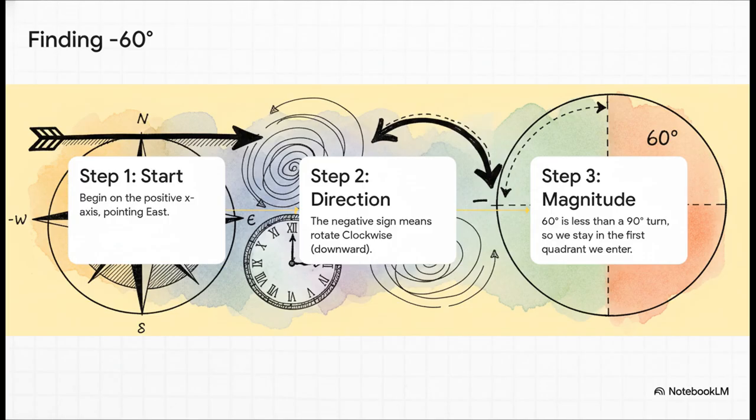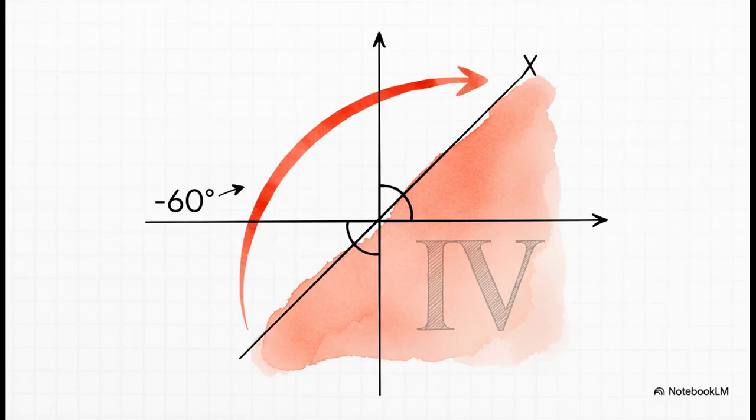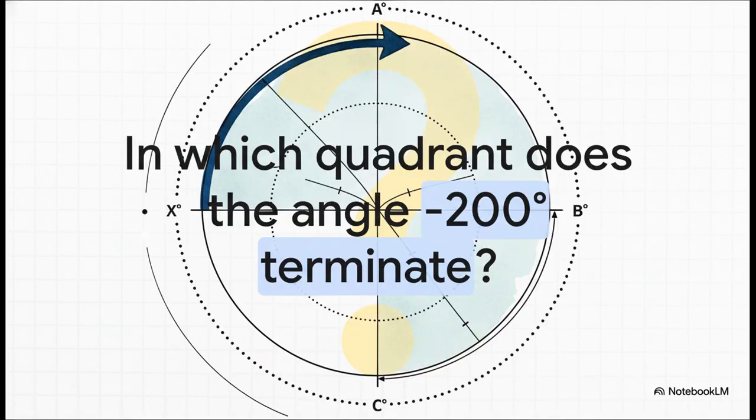And third, we look at the number itself, 60. Now, a full quadrant is 90 degrees. Since we're only moving 60 degrees, we don't even have enough juice to leave the very first quadrant we enter. And since we went down from the start, but not far enough to cross the y-axis, our angle of -60 degrees lands squarely in quadrant 4. Simple as that.